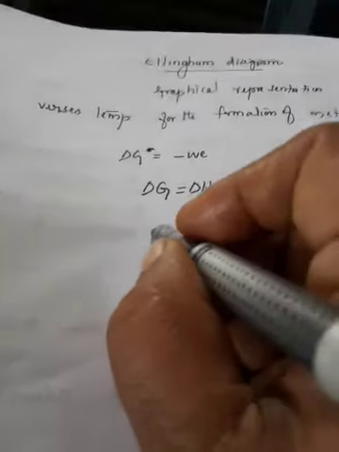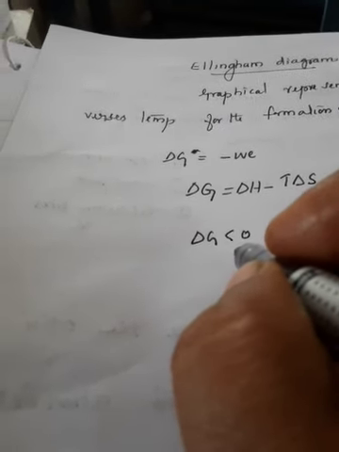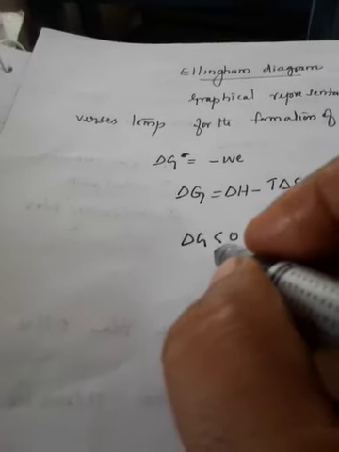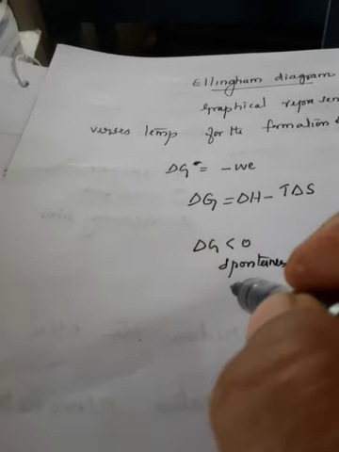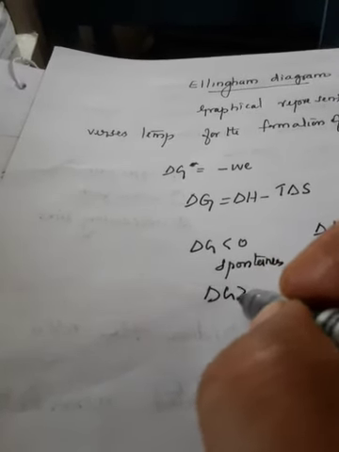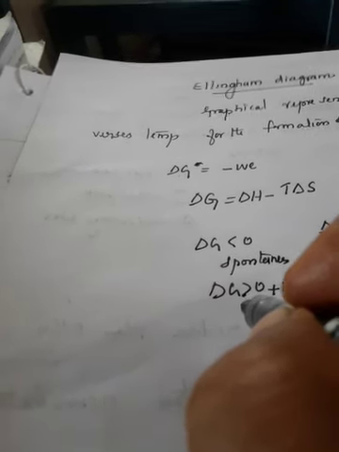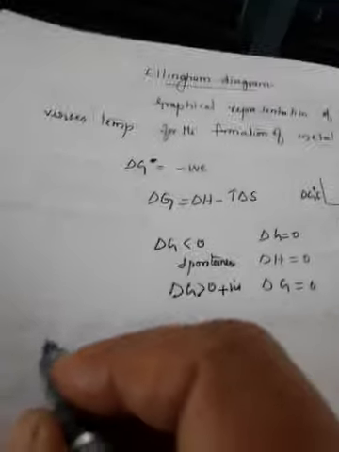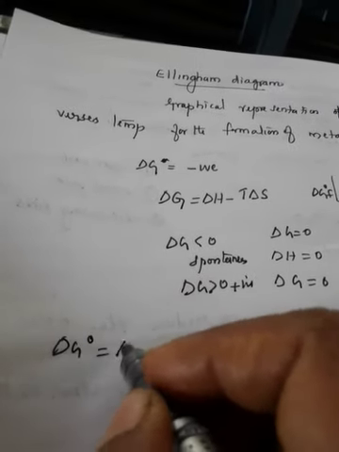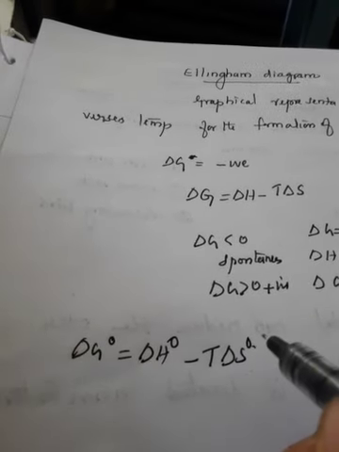When delta G is less than 0, it is a negative value, which means the reaction is spontaneous and feasible. If delta G is greater than 0, it is a positive value and the reaction will not proceed. It is a non-spontaneous reaction. Writing this equation in the standard state, delta G naught is equal to delta H naught minus T into delta S naught.